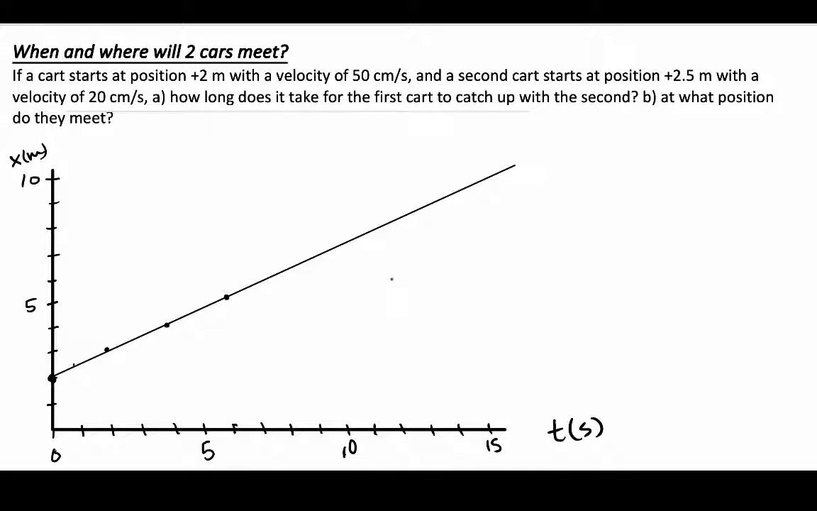And I went ahead and extended it out because my car keeps going. So this is cart number 1. Okay, cart number 2 is going to start a little bit further ahead at 2.5 meters, but it's only going 20 centimeters per second. So it's going considerably slower. So it should have a shallower slope. So we're starting at 2.5, but it's going to take us 5 seconds just to make 1 meter. So at 5 seconds, I should be at a meter traveled.